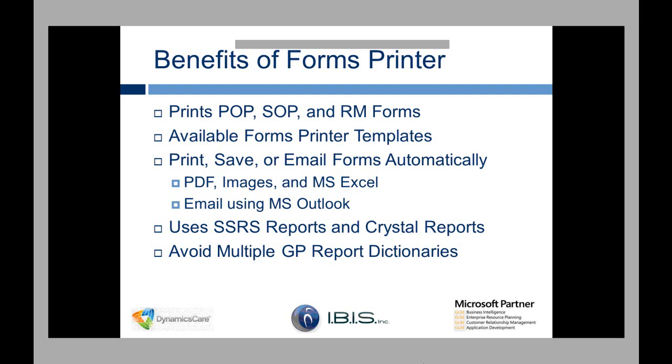This can be done using PDF files. It can export it to images, or it can also send them to Microsoft Excel. This can just be a general Excel workbook, or you can use CSV files. And then anytime you set it up to use email, you will need Microsoft Outlook set up on the same computer that you are emailing from, and you'll assign whichever Outlook account you're going to use.